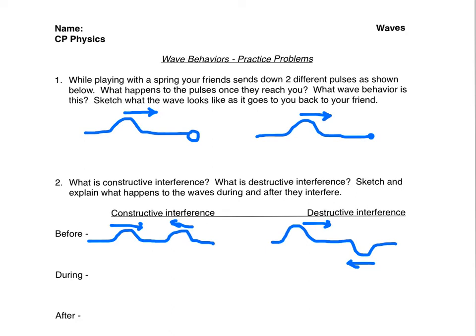Okay, everybody, here we are with the wave behaviors practice problems. Number one, it says, while playing with a spring with your friends, like a slinky, you send some pulses down as shown. So here we send this positive pulse down to an open end, and we want to know how it comes back reflected. Well, in that case, since it's open end reflection, it will come back as the same pulse. It will not be inverted. It'll just be going the other way back to you.